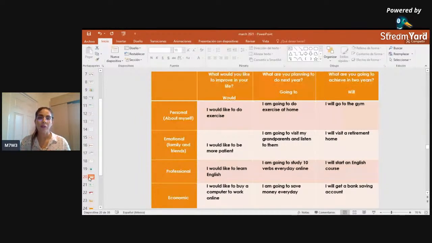You have 4 different aspects in your life. Personal, about yourself. Emotional, with your family and friends. Professional, obviously, your work. And economic, organization. So you are going to answer 3 questions by using would, going to, and will according to each category. They are related, están relacionadas. Es decir, tengo 4 ámbitos de mi vida: personal, emocional, profesional y económico. Desde esos ámbitos yo voy a dar respuesta a estas tres preguntas que también están enlazadas.